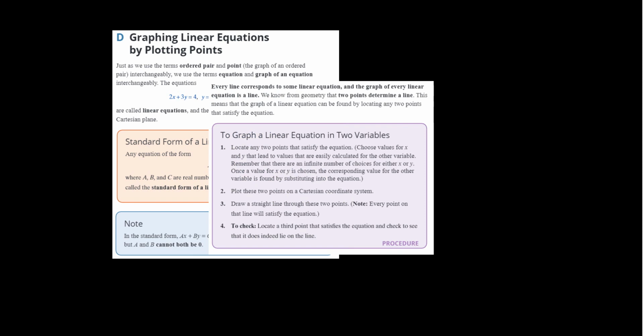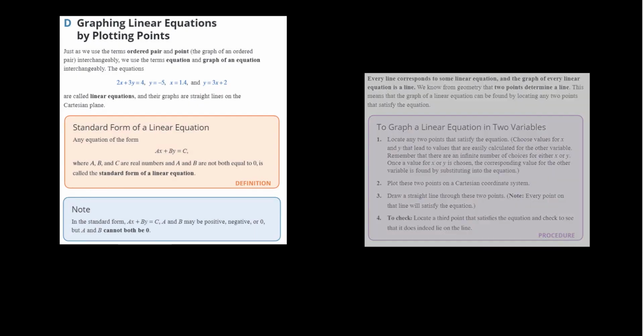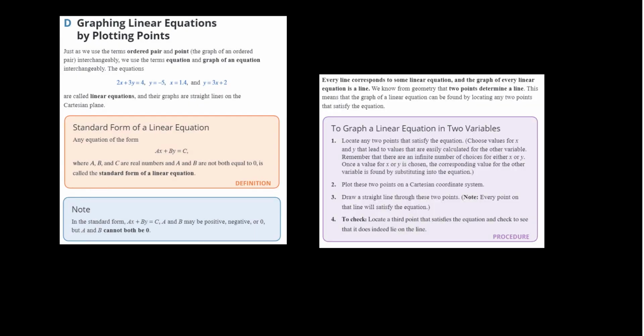Alrighty, so starting from the top on the left here, just as we use the term ordered pair and point interchangeably, we use the term equation and graph of an equation interchangeably. So the equations 2x plus 3y equals 4, y equals negative 5, x equals 1.4, and y equals 3x plus 2 are called linear equations. All right, now real quickly, linear: the first 4 letters there are L-I-N-E, which spell line. And all of these equations create a line.